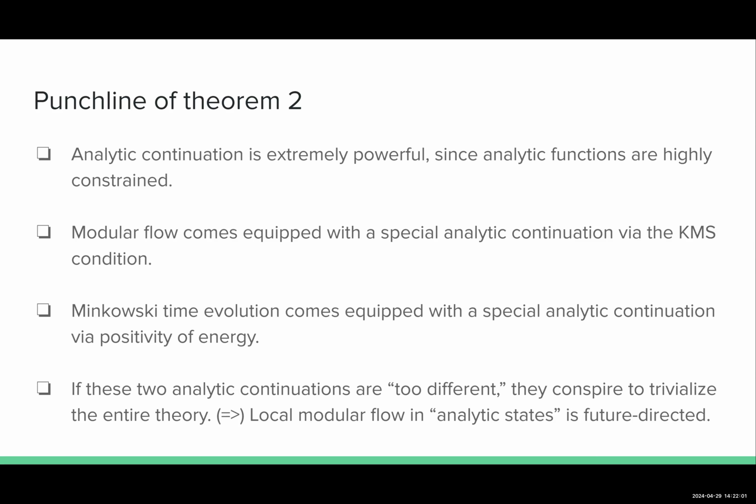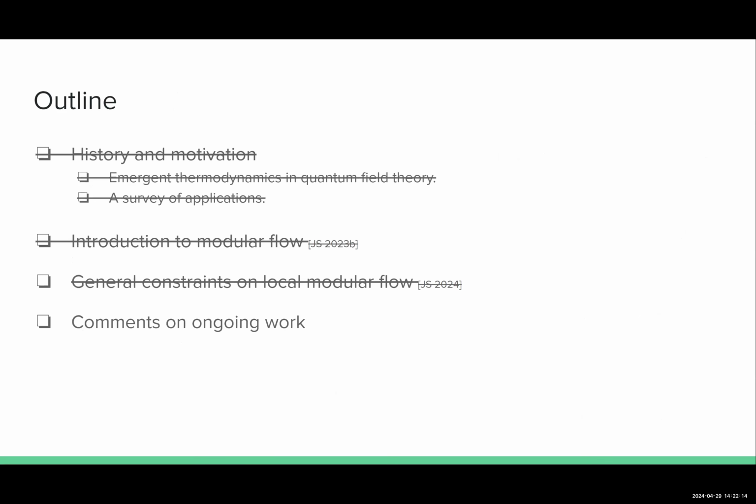So the conclusion you can draw from this is that local modular flow in the vacuum must be future directed. And in fact, you can draw the same conclusion for a general class of states that have the same analytic structure as the vacuum. We could talk about later if anyone's interested. But that's the content of this theorem.